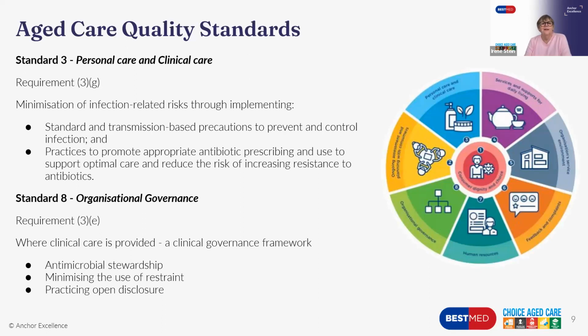So how does this all relate to the aged care quality standards? And we know, of course, that from 1 July next year, we'll be looking at a different set of standards, and we'll be coming to that shortly. But under the current standards, Standard 3, Personal and Clinical Care, Organisational Requirement 3G, is about minimisation of infection-related risks through implementing standard and transmission-based precautions to prevent and control infection, and practices to promote appropriate antibiotic prescribing and use to support optimal care and reduce the risks of increasing resistance to antibiotics.